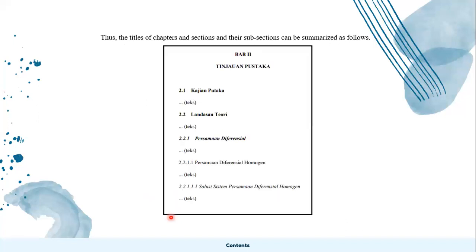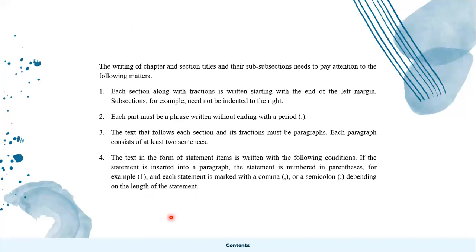The titles of chapters and sections and their subsections can be summarized as follows, as in the following picture. The writing of chapter and section titles and their subsections needs to pay attention to the following matters. First, each section along with its subsections is written starting at the left margin. Subsections, for example, need not be indented to the right.